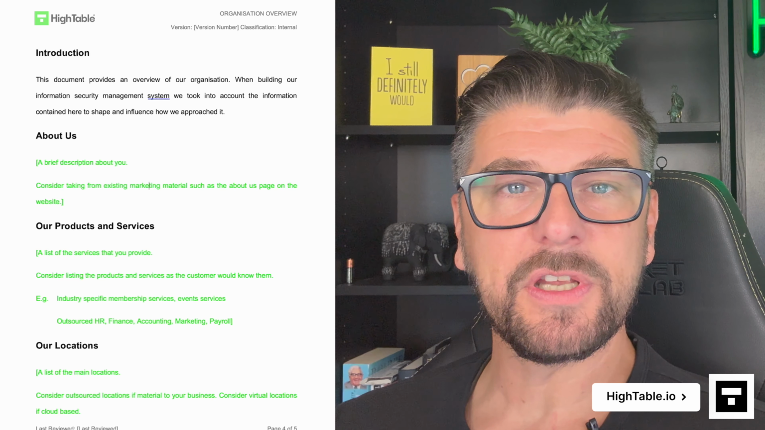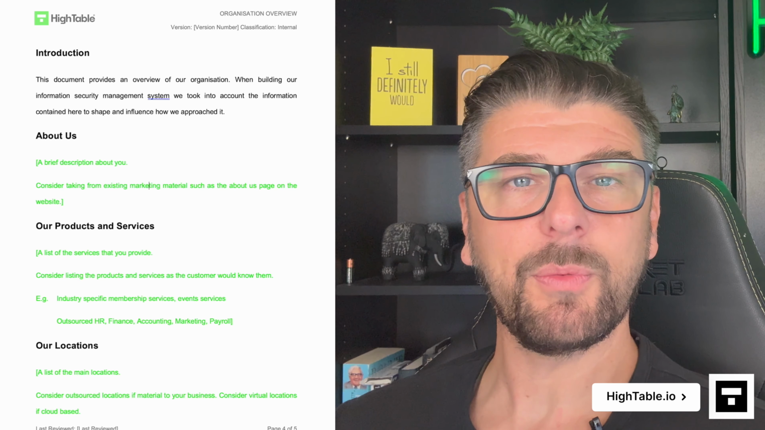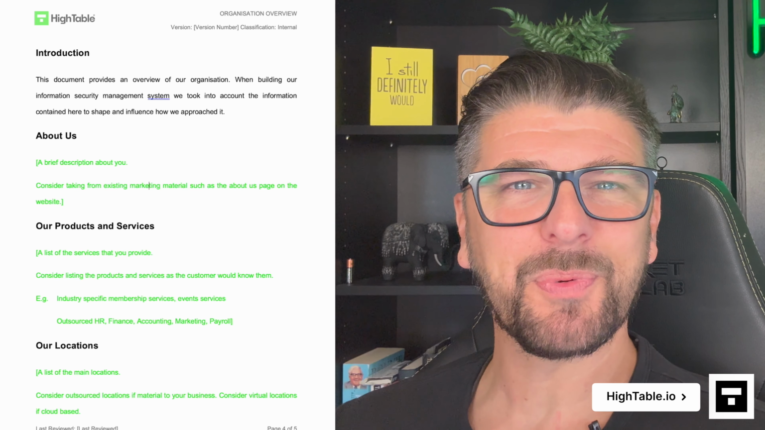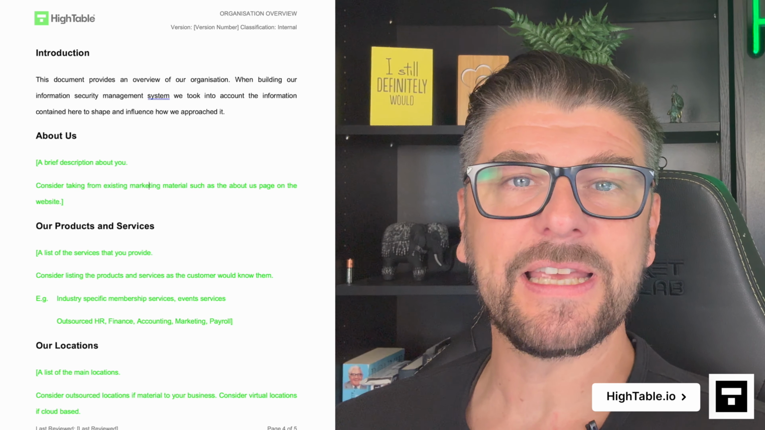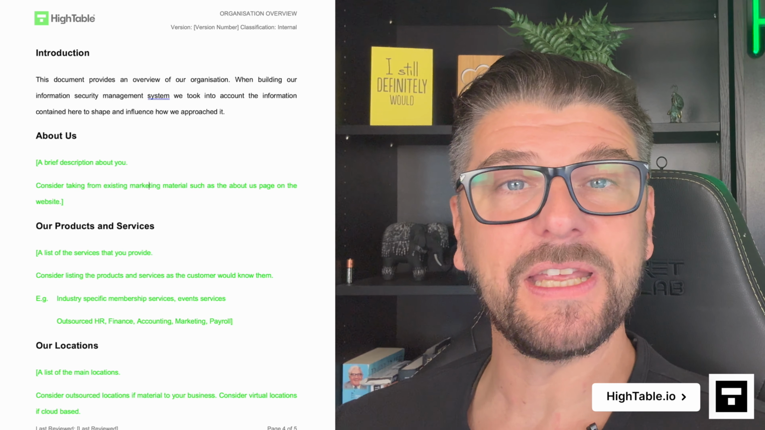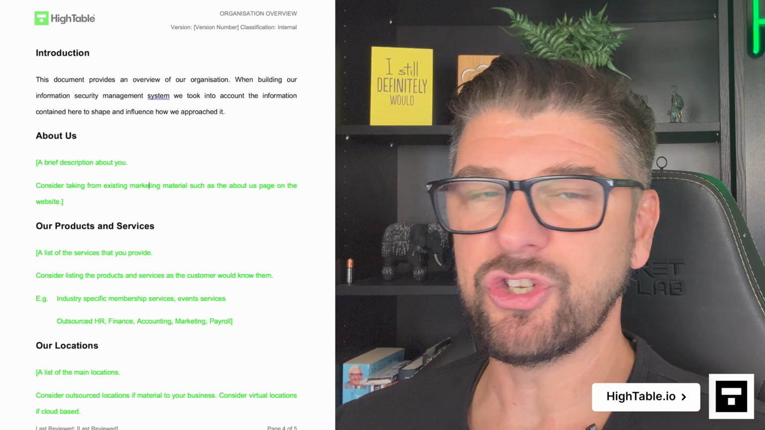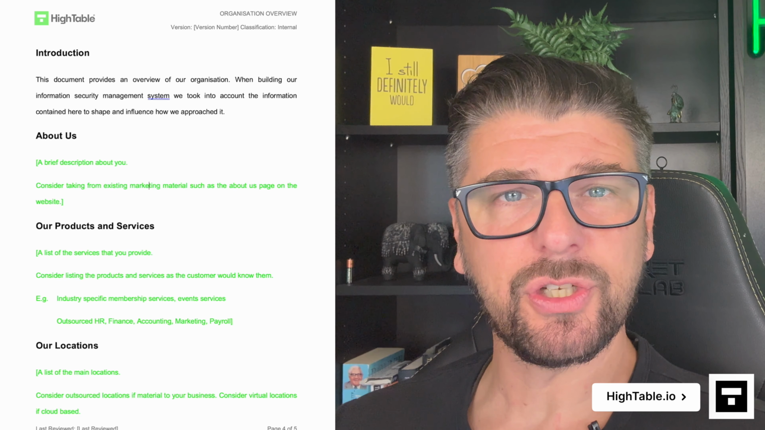Then what we want to do is list out our products and services. What is it that we do? What do we actually provide to people? What is it that people buy from us? What are those products? What are those services that we as an organization deliver that may or may not be in scope when we get to scope, but so we have a full understanding about what we do. Then what we want to do is provide an overview of locations.